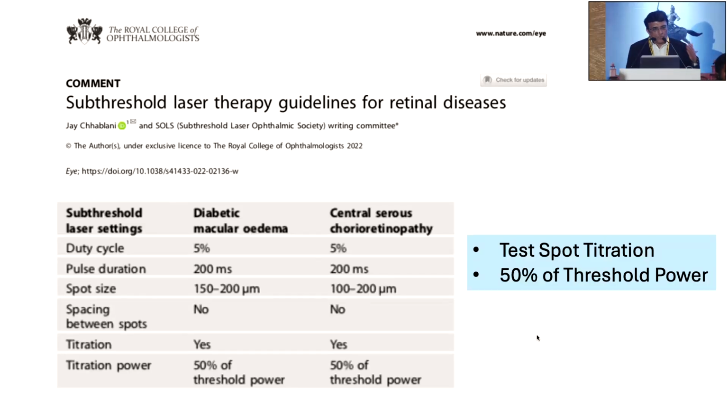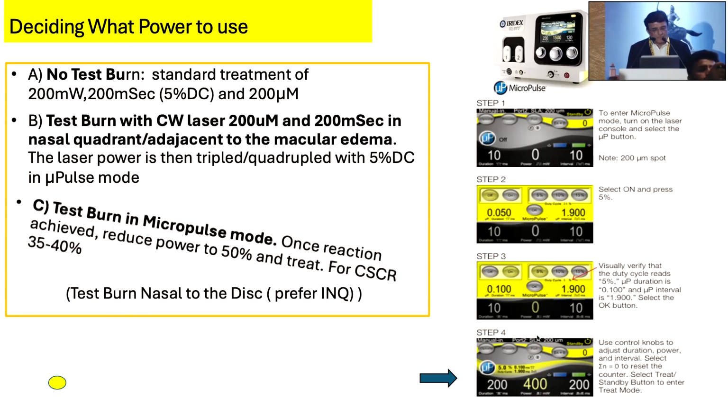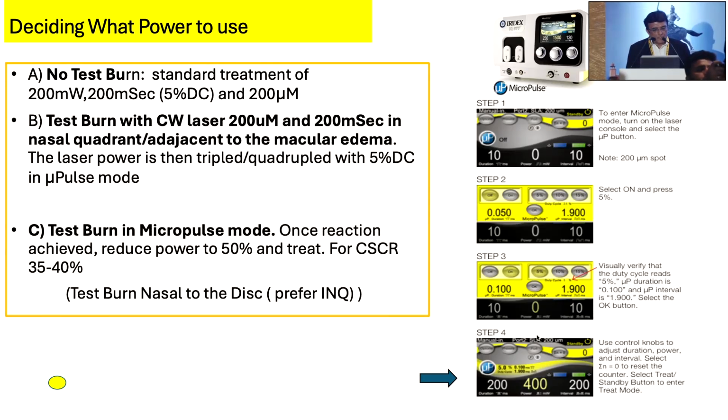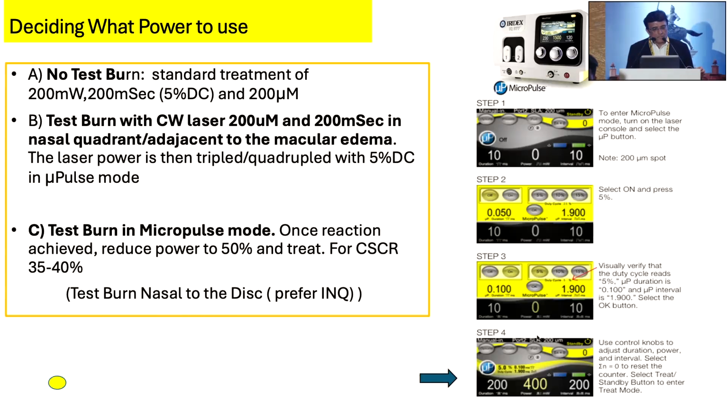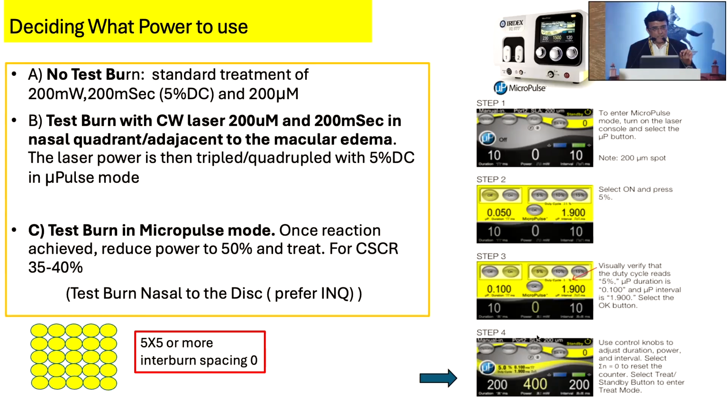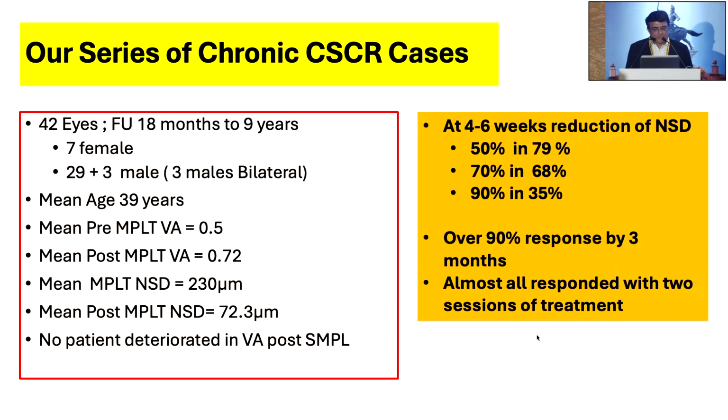are that you do a test spot in a micropulse mode and then bring it down to 50%. There also you have to titrate it. Like for CSR, I follow a percentage between 35 to 45%. And these are the various methods of titrating. What I do is I do a test burn in the micropulse mode, and this is done nasal to the disc, and then we reduce the burn, the percentage, and bring it down to about 35 to 40% of the micropulse laser burn.